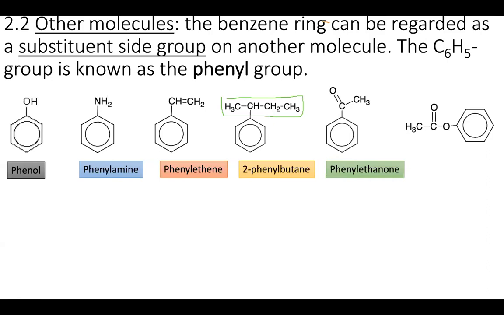Okay. Next one is also an ester, COOC. This time the benzene, the phenyl, is the alcohol part. Okay, and then this is the carboxylate part, which is the ethanoate. So we call this phenyl ethanoate. Okay, I'm just going to go really briefly without much explanation on this.